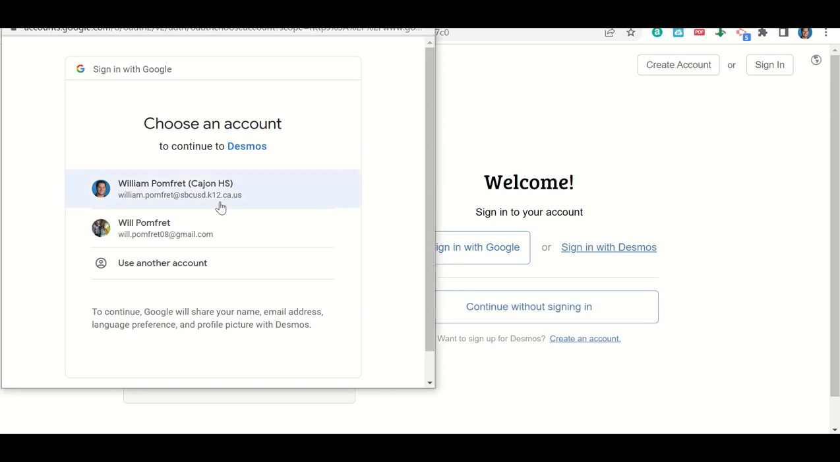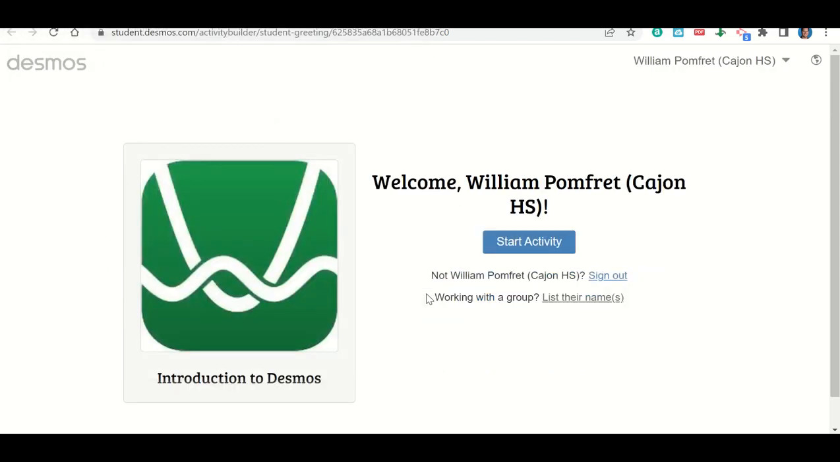And it's going to pop up with our email accounts. You're going to click on your school email account, and it should already have you logged in because you should have already been logged in using Google Classroom. From there, I'm just going to click start the activity, and it will take me into the assignment and allow me to begin. So that's how you will log in to Desmos using Google.